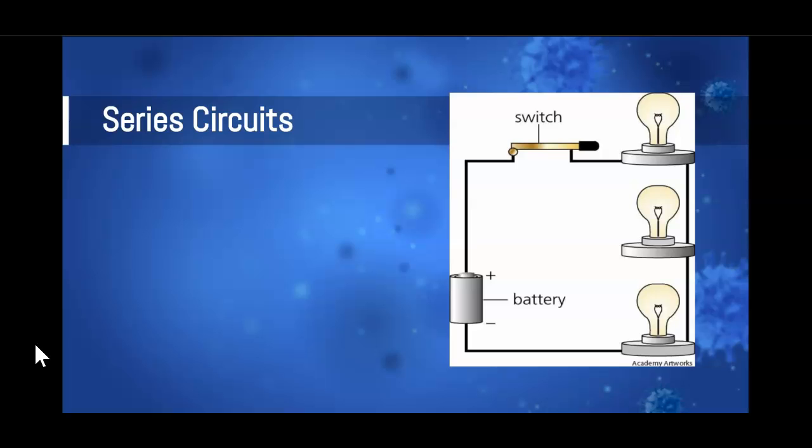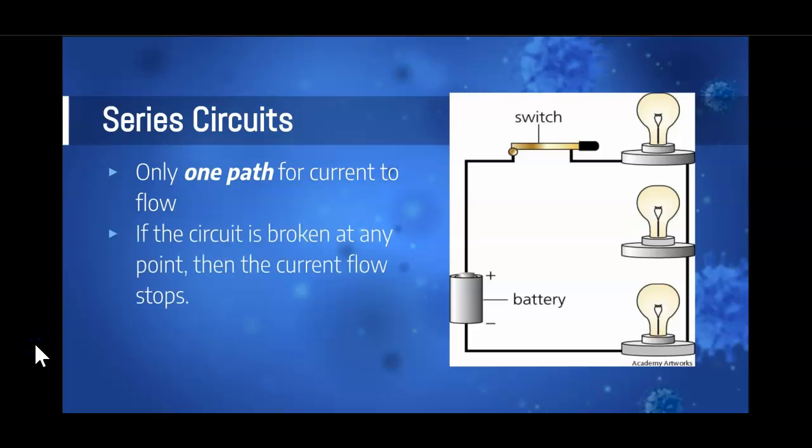Now, a series circuit will only have one pathway for the current to flow. In other words, when the electrons leave the battery, there is only one possible way they can go to get back to the battery. If that circuit gets broken at any point, that means the current flow will stop.